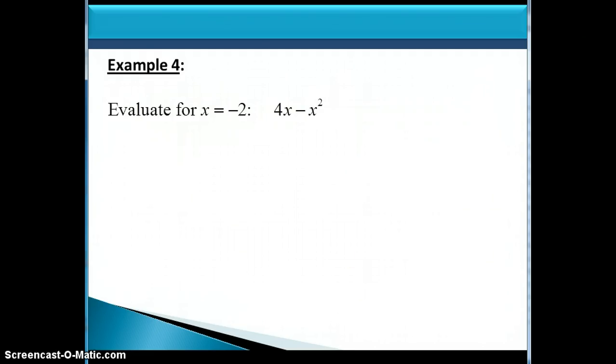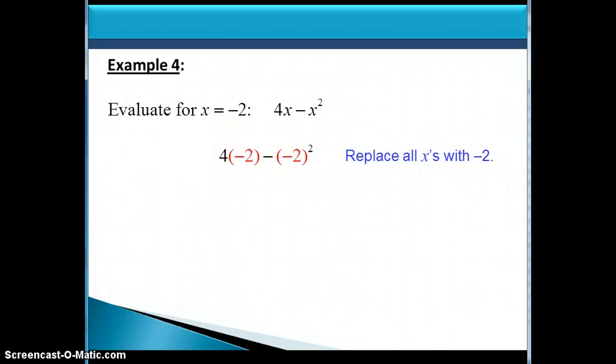Now let's look at an example where we're going to evaluate an expression for a particular value of x. Now we've done some of these in the past, but we haven't done any yet this term that involve negative integers and exponents. So remember, the first step for evaluating an expression for a particular value of x is to replace all of those variables with that number. So we're going to replace all the x's with negative 2. Now it's a really good idea to make sure that you include parentheses whenever you're replacing a variable with a number. This will ensure that you are following the correct order of operations.